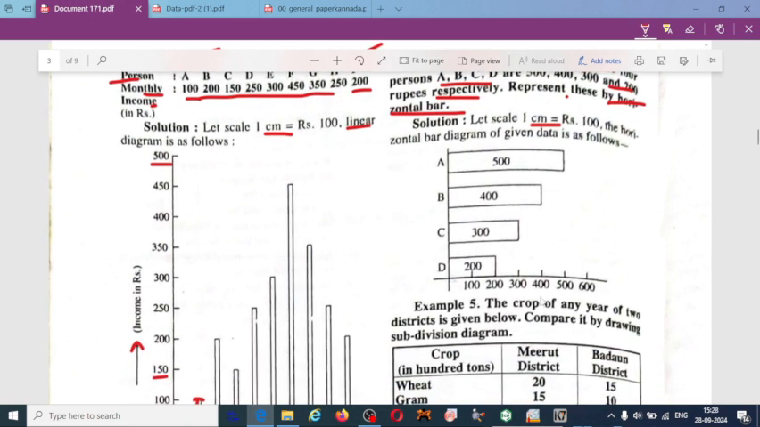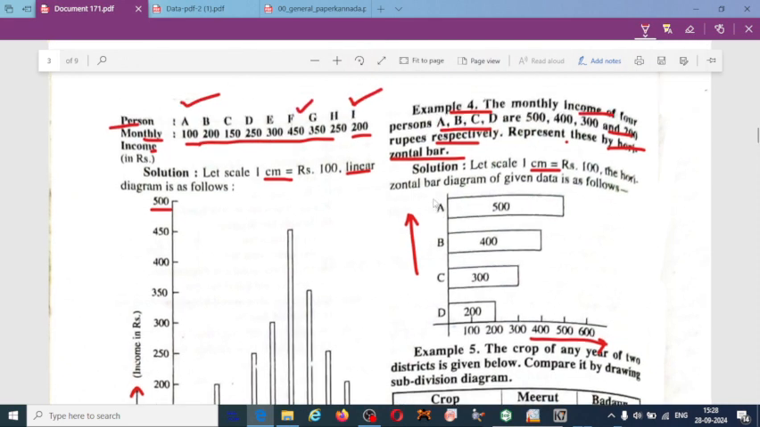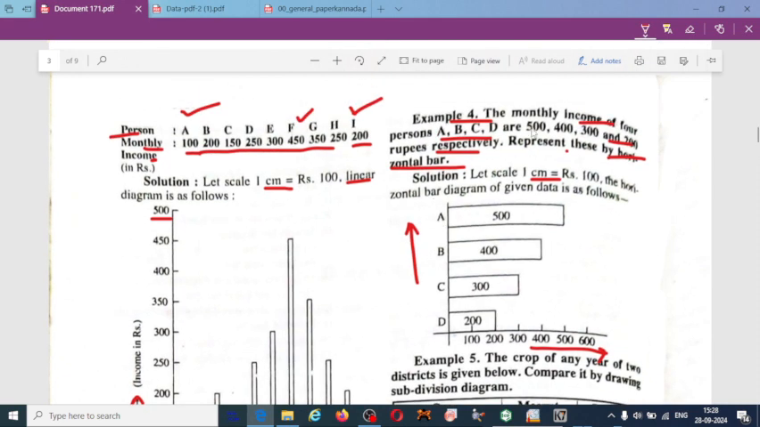For a horizontal bar diagram you should take the opposite axes: persons must be along the y-axis and their income along the x-axis. The income of A is how much? 500 rupees, so here is the 500. 400 is for person B, 300 for C, and D has 200 rupees monthly income. So this is how you can represent the given data in different diagrams.